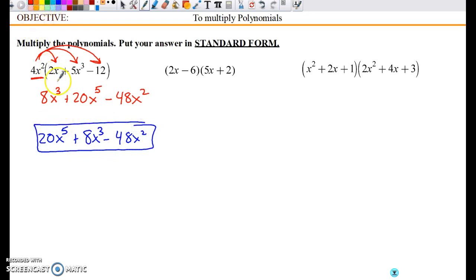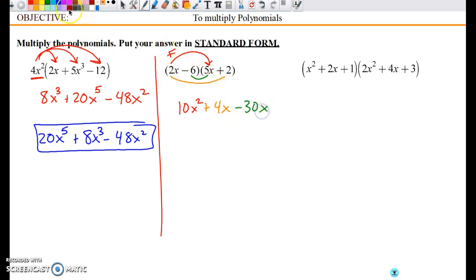On the second one, we have something that's called FOIL. I do the first times the first, right? 2 times 5 is 10. X times x is x squared. I'll do the outer. 2 times 2 is positive 4. X times no x's is just 1x. Now I'll do the inner, negative 30x. And finally the last. Oops, I want that to be blue. There you go. Negative 6 times positive 2 is negative 12. So then I combine this in standard form. 10x squared, 4 minus 30 is negative 26. X minus 12.